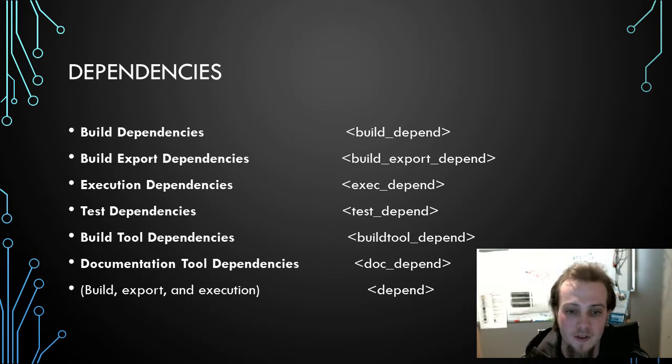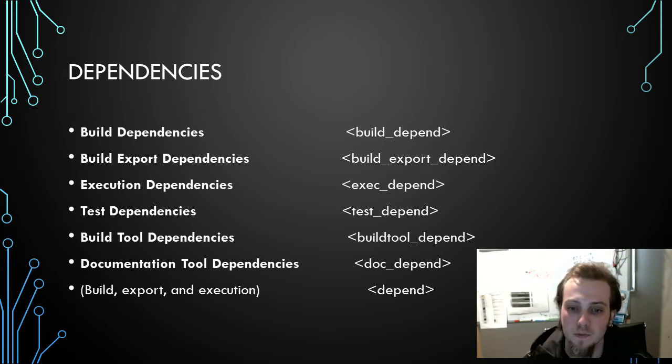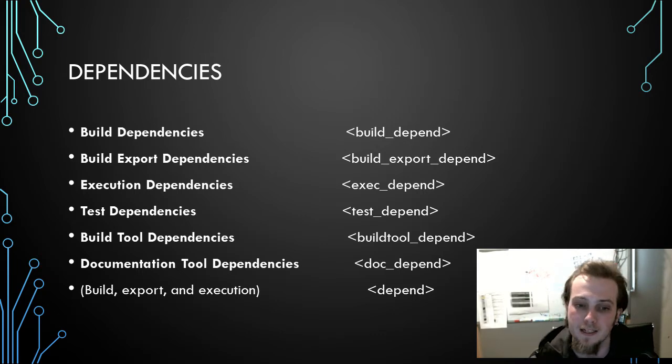Firstly, we have the build dependencies, which are packages that are needed to build the package. Secondly, build export, which are the packages needed to build libraries against the package. We have execution dependencies, which are packages needed to actually run or execute the code for this package.